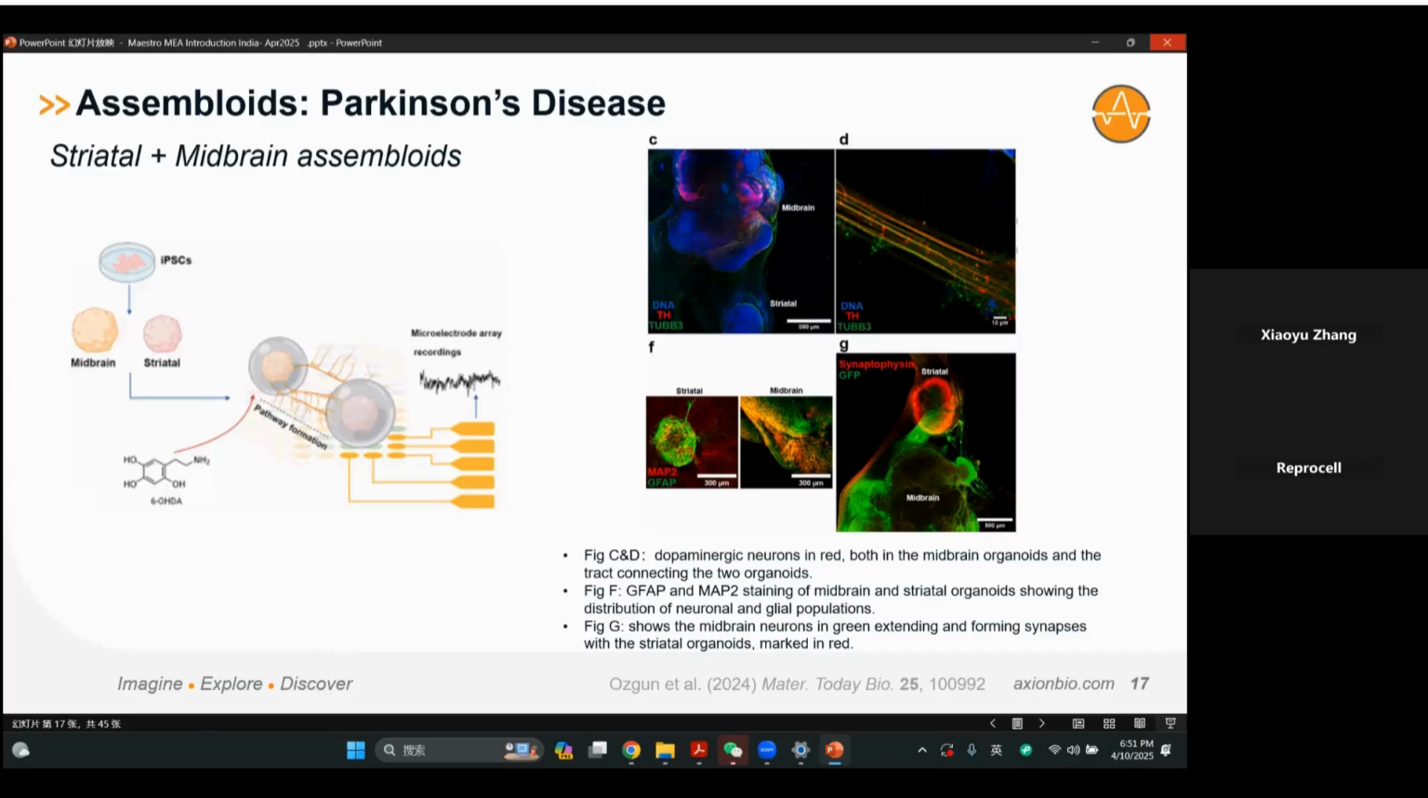In the top 2 figures on the right, you can see the dopaminergic neurons in red, both in midbrain organoids and the tract connecting the 2 organoids. In figure F, we can see the significant glial cell presence marked in green. And finally, in figure G, we can see the midbrain neurons in green, extending and forming synapses. The synapses are in red in the striatal organoids.